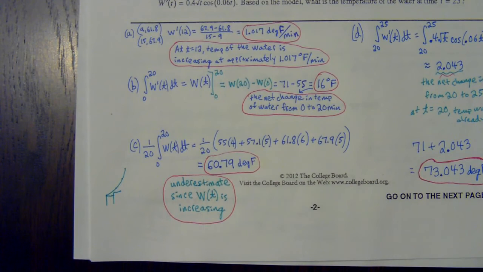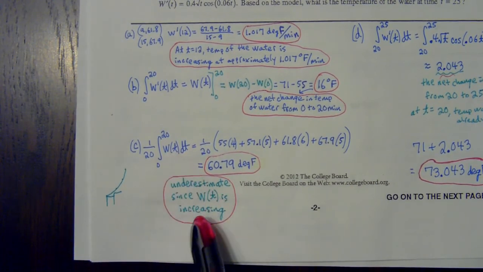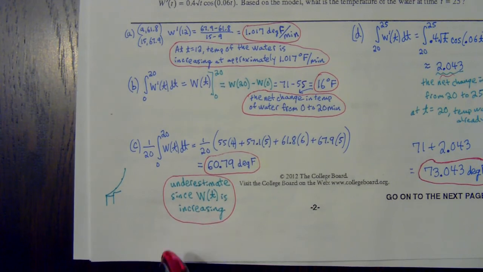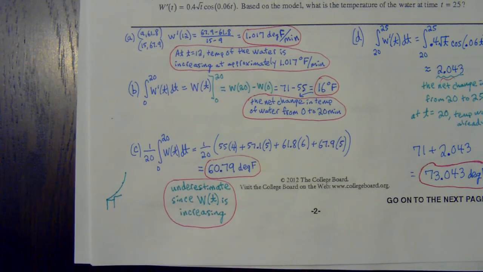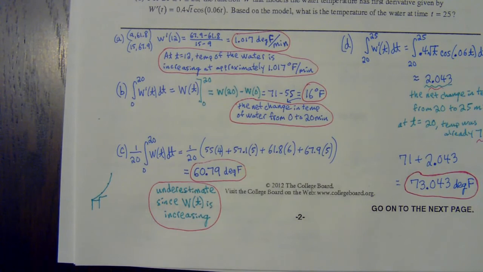But you can't say because the rectangles are below the curve. You got to tell me what that thing is doing, and it's going to be increasing right there. So you got to say that's an underestimate since W of t is increasing. Also want to mention sometimes those values go negative, and then you would just include those negatives in there. Unless there's absolute value bars in your problem, then you would just make them all positive right there. Just kind of use those values.